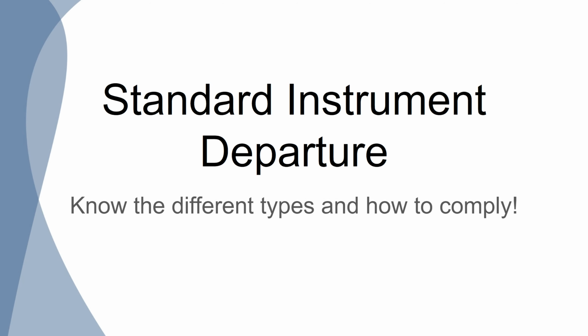The standard instrument departure is used often in IFR flights, especially in airliners. You need to know the different types and how to comply with each of them. Before you fly anywhere and you receive your route through SimBrief, check your standard instrument departure and make sure, 1, that your aircraft can comply with the restrictions, and 2, you understand how to fly it.